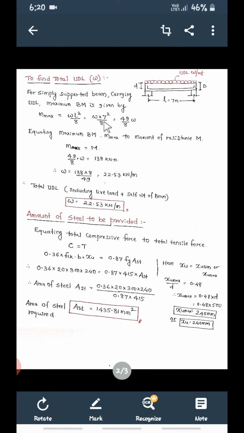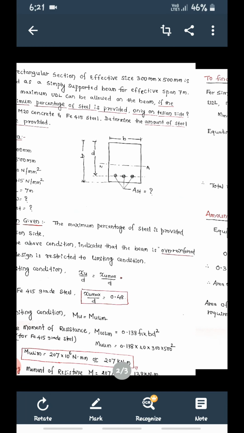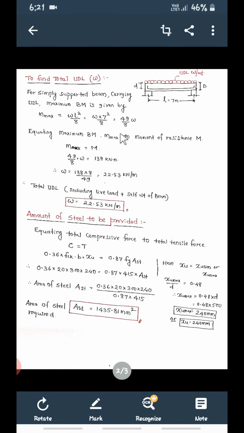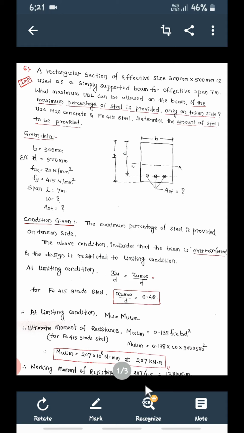So keep W as it is. 7 square, that is 49, divided by 8 into W. So this M max is the total bending moment coming on the beam because of this UDL. And then who is going to resist this? This bending moment will be resisted by this moment of resistance M. So these two must be the same, because the bending moment will be this much, and the same resistance should be there, and the moment of resistance is 138.